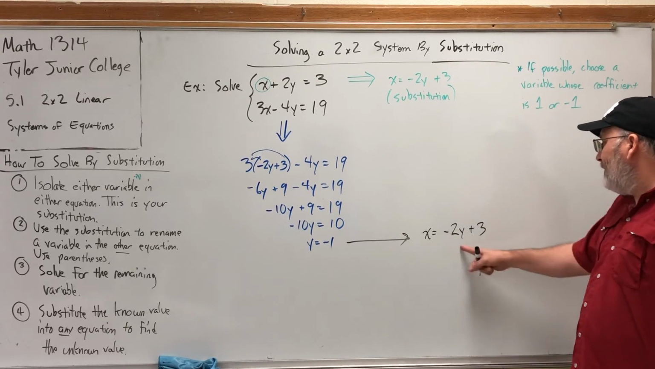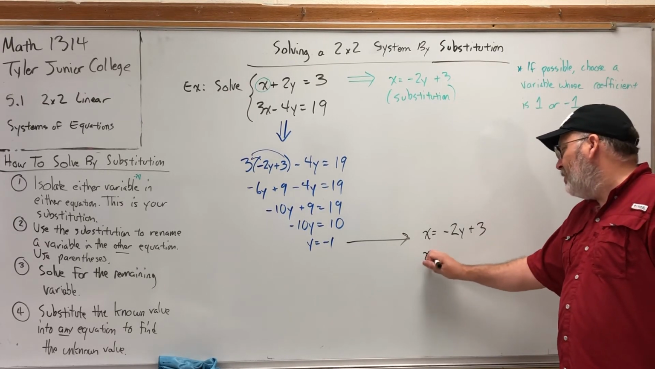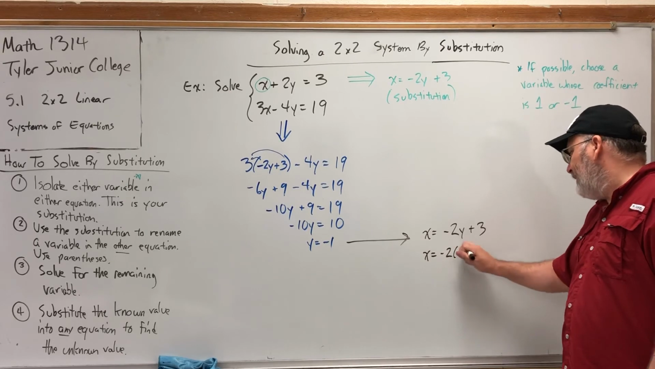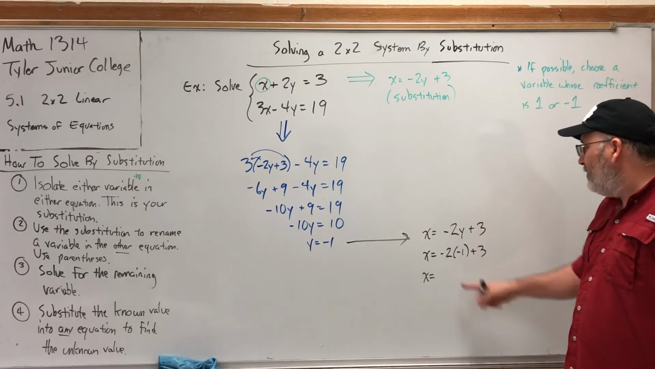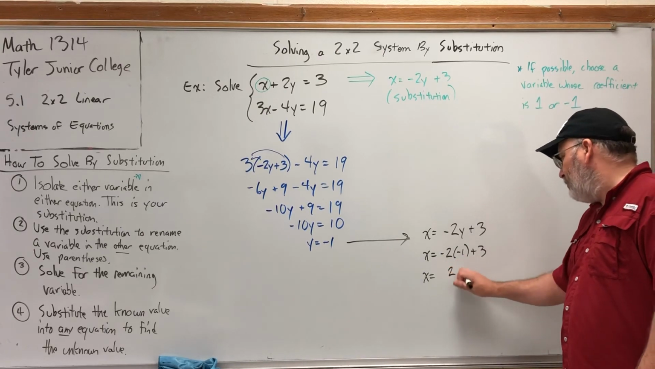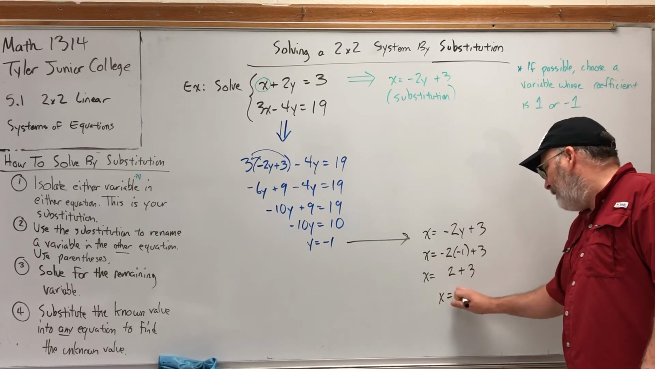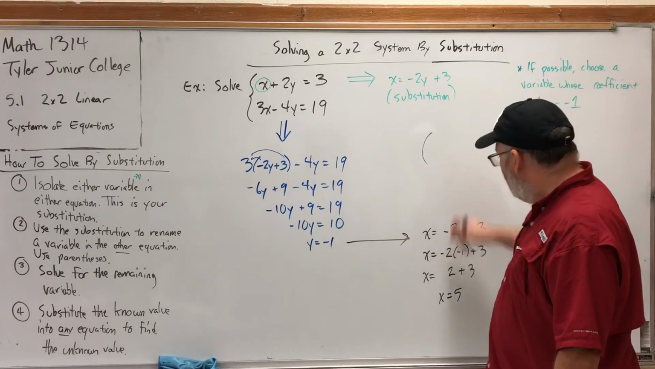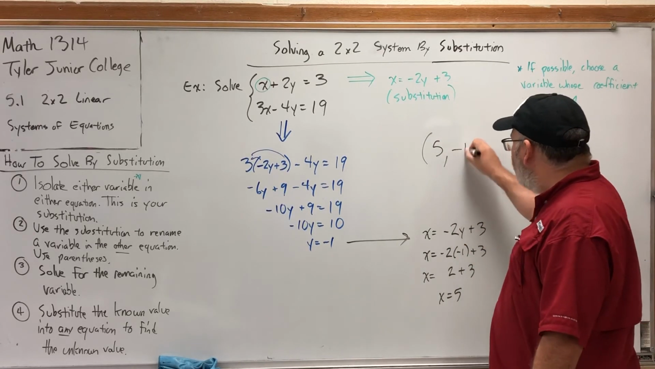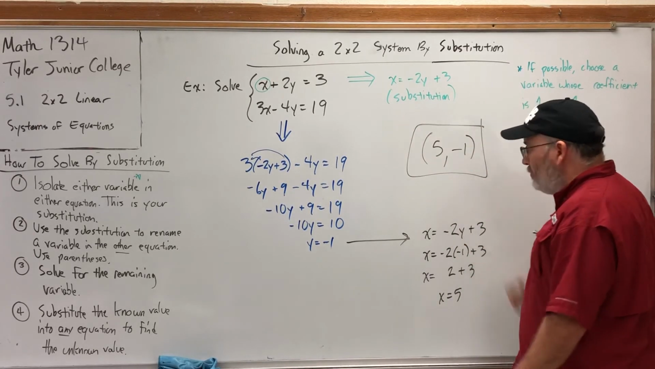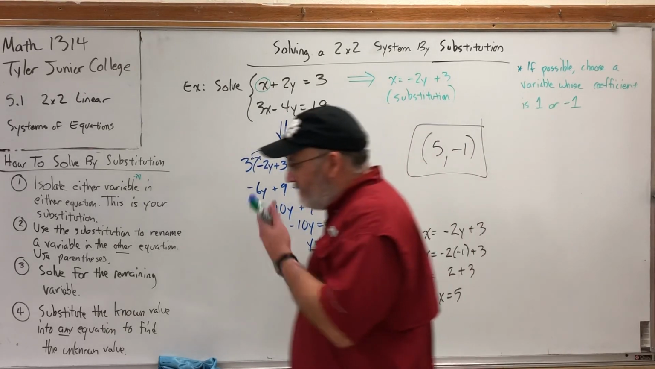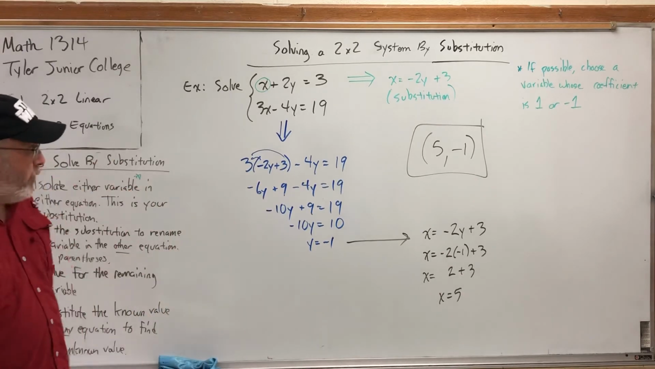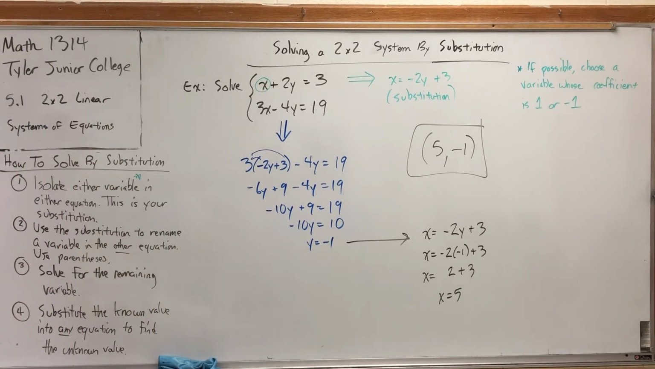If we substitute -1 for the y in the substitution, we get x equals -2 times -1 plus 3. And now we just have to follow the order of operations. -2 times -1 is 2. 2 plus 3 is 5. The solution to the system, the x is 5. The y is -1. Shouldn't surprise you. Never mind. I thought this was the previous example. It's not. If we were to graph these lines, they would intersect at 5, -1.